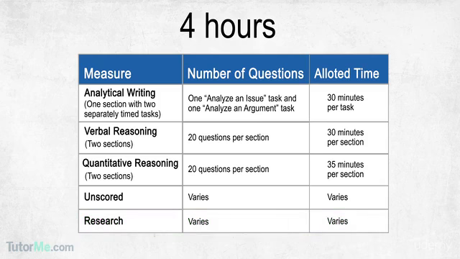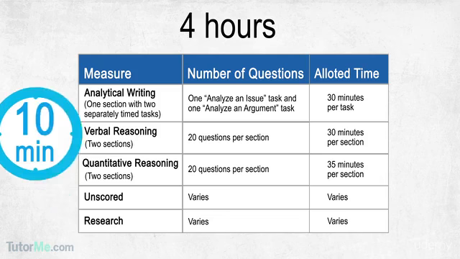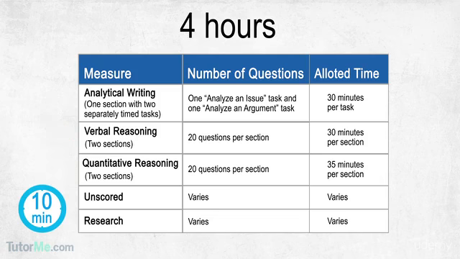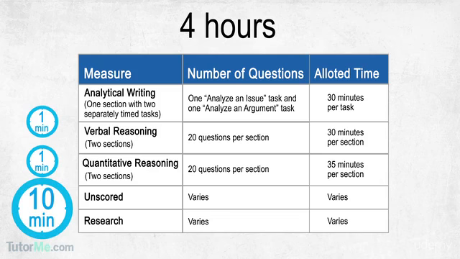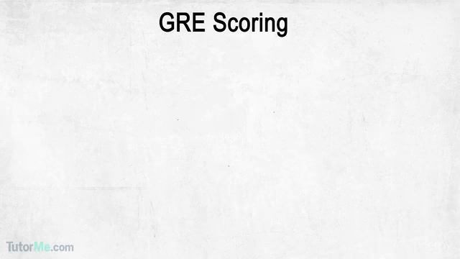The analytical writing section will always be first. The verbal reasoning, quantitative reasoning, and unidentified unscored sections may appear in any order. Therefore, you should treat each section as if it counts towards your score. The 10-minute break always comes after the third section. Because you only have a 1-minute break between each of the other sections, make sure you use the 10-minute break to your advantage.